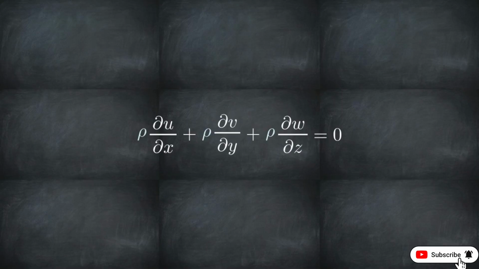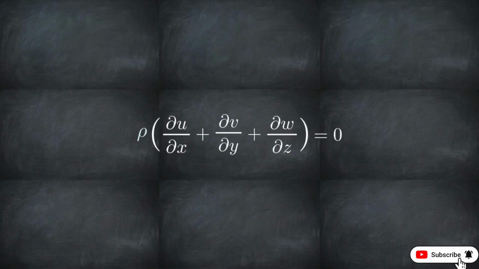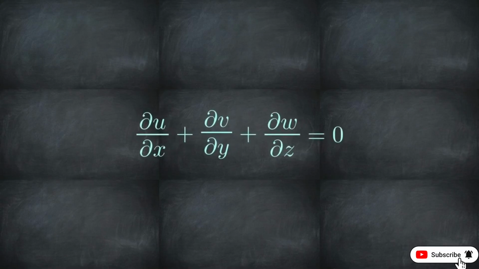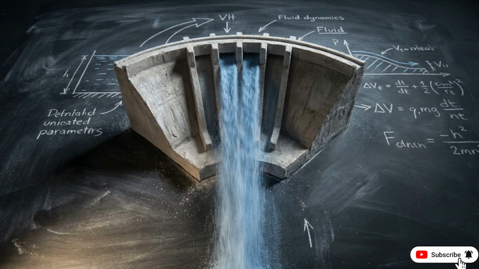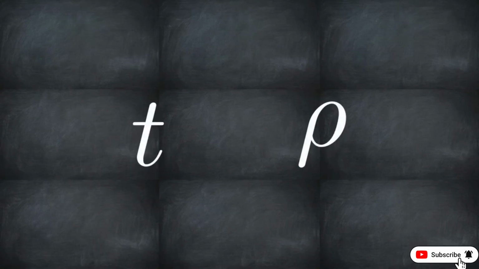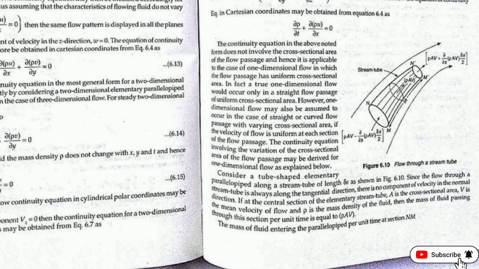Because density is constant across all axes, it can be mathematically factored out and completely removed from the equation. This leaves us with an elegant, streamlined 3D expression. Civil engineers can solve complex problems efficiently because they are usually dealing with steady water, allowing them to mathematically ignore time and density variations.